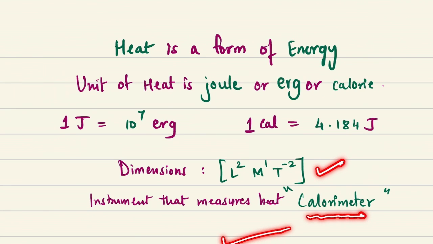calorimeter. So yes, there are some practicals, and when we discuss the concepts of calorimetry, and when we discuss Newton's law of cooling, we'll be using this concept of calorimeter. So this is an instrument which measures heat. If you remember, in order to measure temperature we need a thermometer. In order to measure heat we will be using a calorimeter.